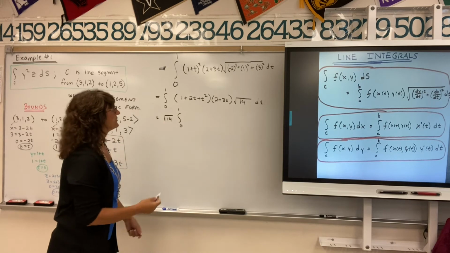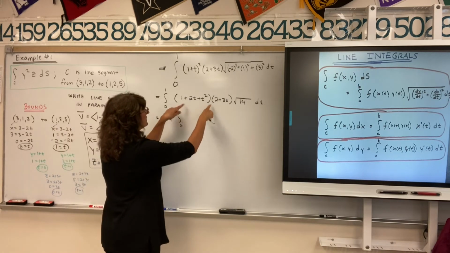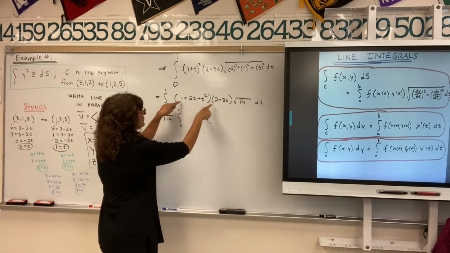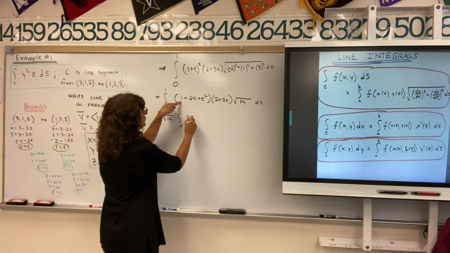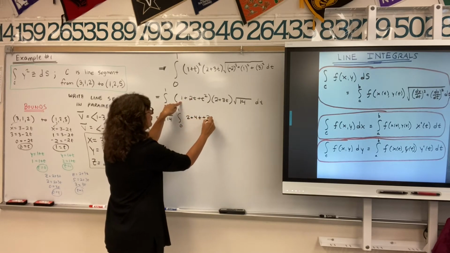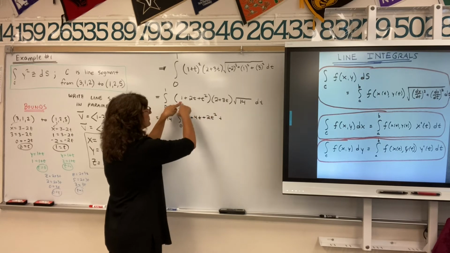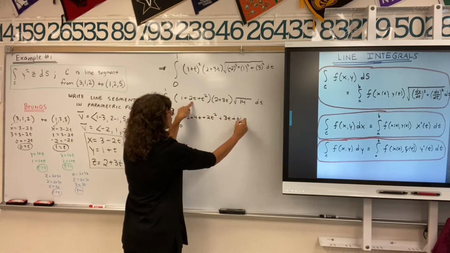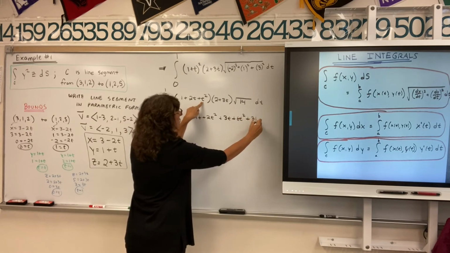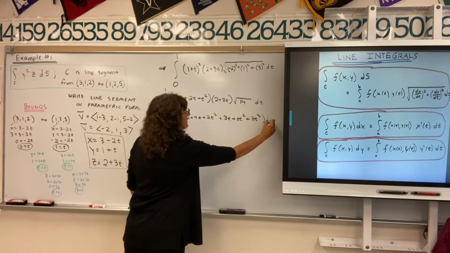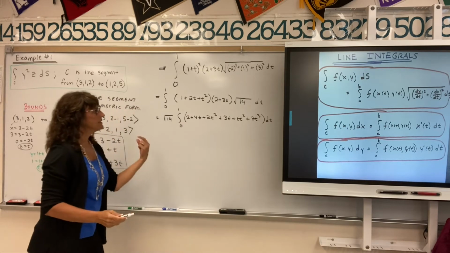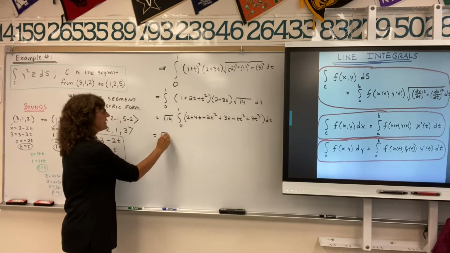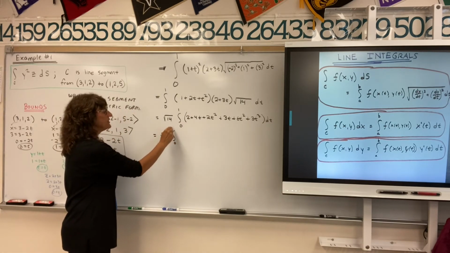Let me go ahead and expand this, okay? So we're gonna take, multiply each of these terms by 2. So we have 2 plus 4t plus 2t squared. Then multiply each of these terms by 3t. So you have 3t plus 6t squared plus 3t cubed, okay? Let me take a step to combine like terms. So radical 14 out front, we'll integrate in a minute.